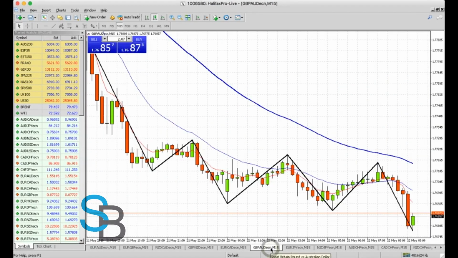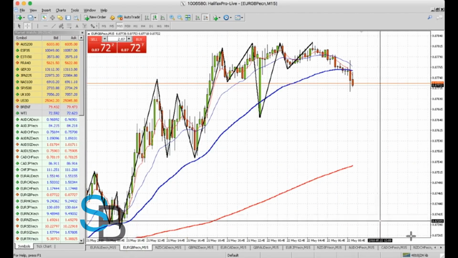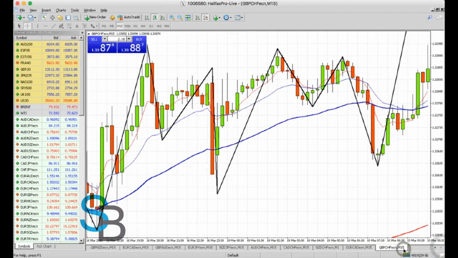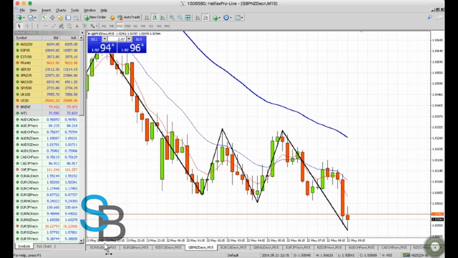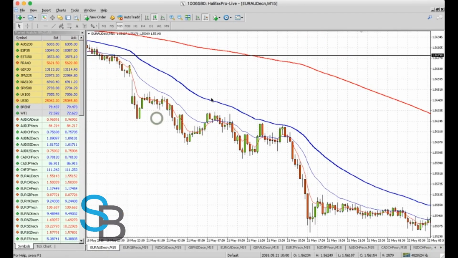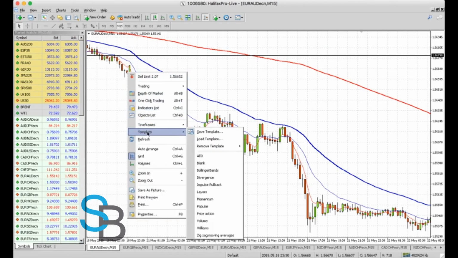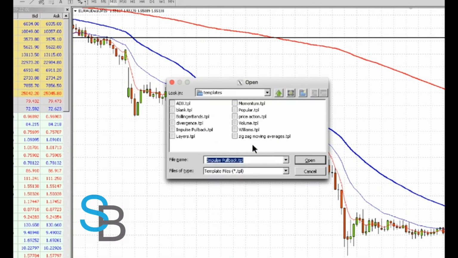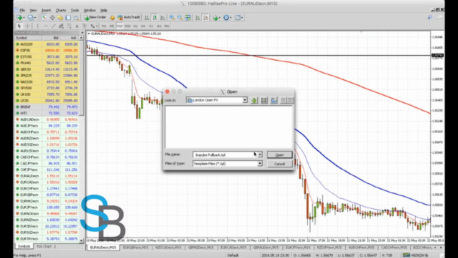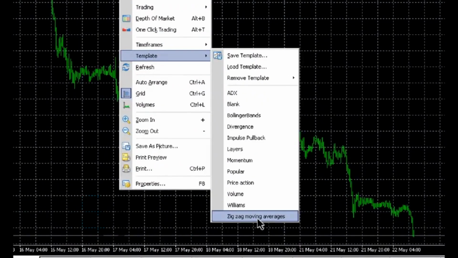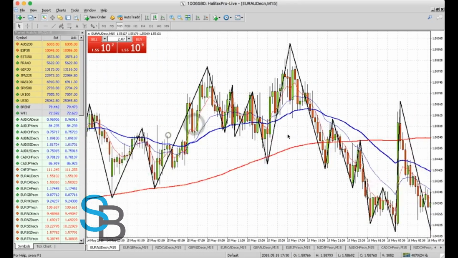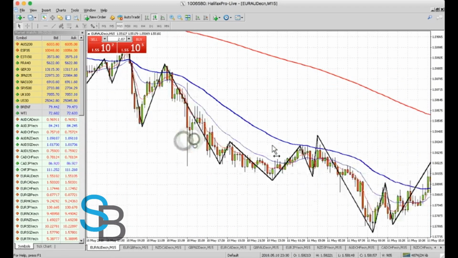So every time I go to a new chart, I actually have this ZigZag indicator on many of my charts already. Let me choose one that's not, like this one. I just right click, go to template, and load the template. I'm going to ZigZag moving averages. Boom, there we go. The ZigZag is over there, and it helps you to identify the trends.